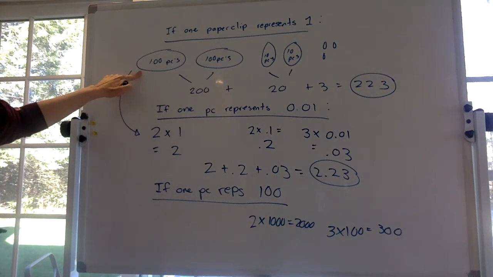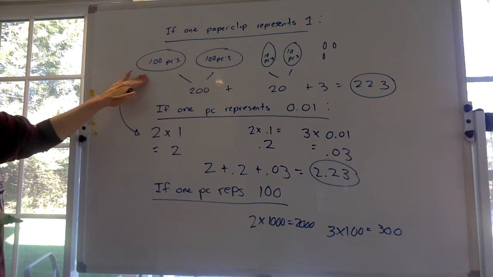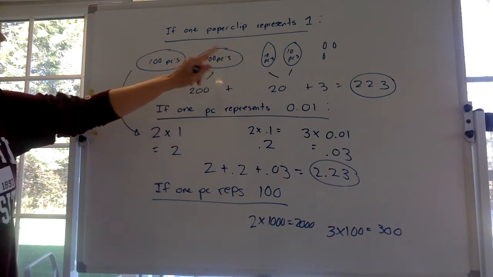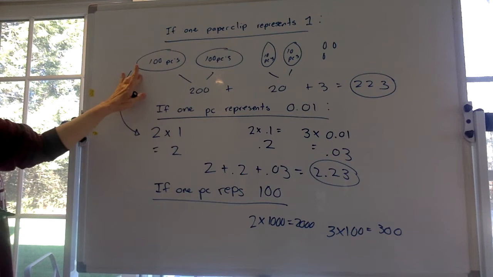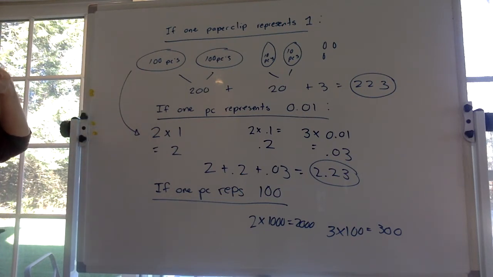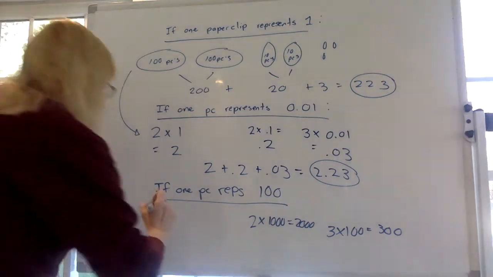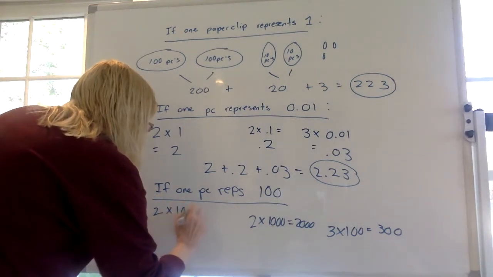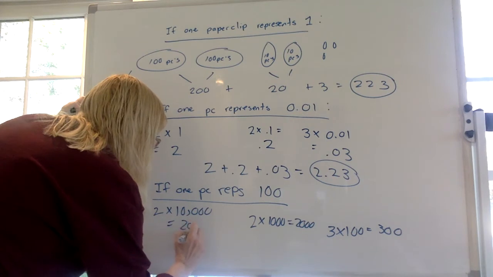Okay. Finally, we move over to the hundreds. We get to the two sets of hundreds. Each paper clip represents 100. You have 100 hundreds in each of these groups. So I think that's 100 times 100. I think that's 10,000. So we have 2 times 10,000 equals 20,000.